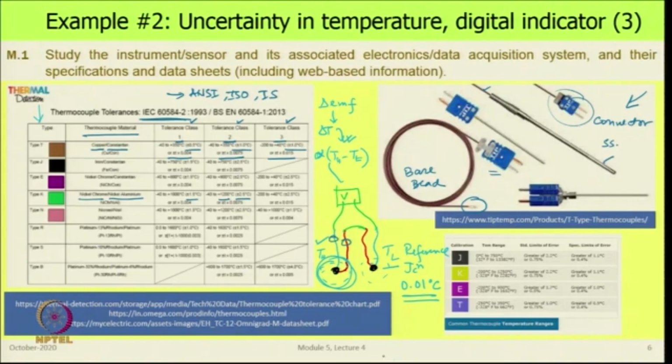So, that is what we have seen about thermocouples, and this is the same chart put in a different way, but the values here, this is also from IEC 60584-2. So, there are different websites that one can look up, and there are many more. So, this is just a representative sample here.